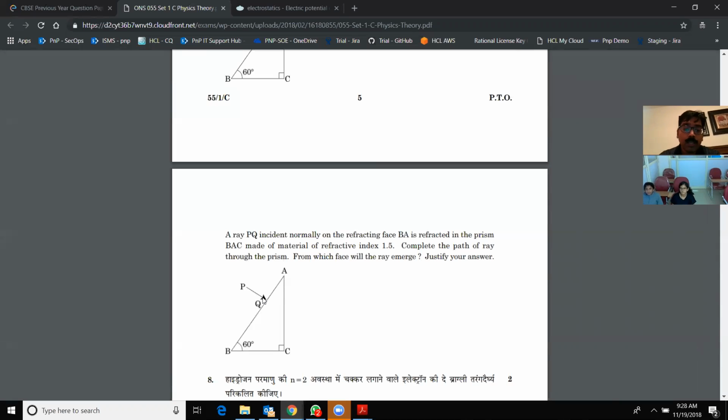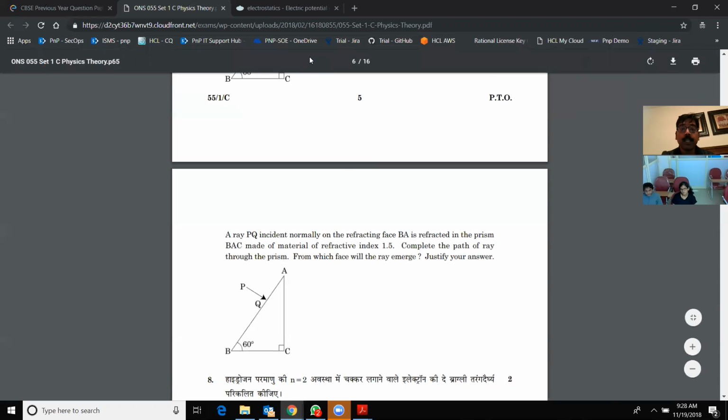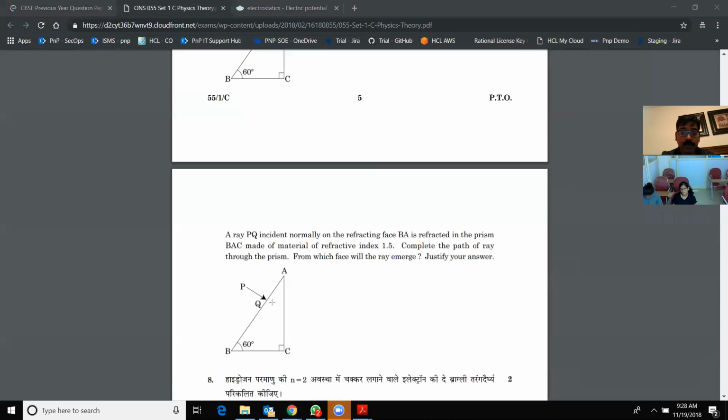Now here, one thing that you will know is that if the incident ray is perpendicular to the surface, that is, normal to the surface, the angle of incidence is 0. And if the angle of incidence is 0, the angle of refraction will also be 0. What you will get is there will be no deviation on this surface. It will go straight and hit this point here.